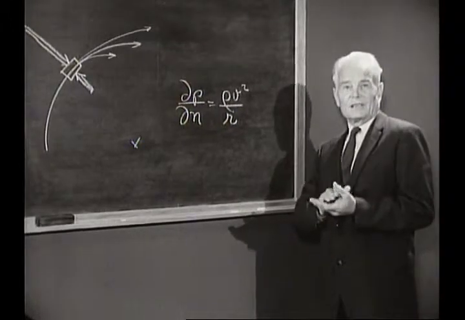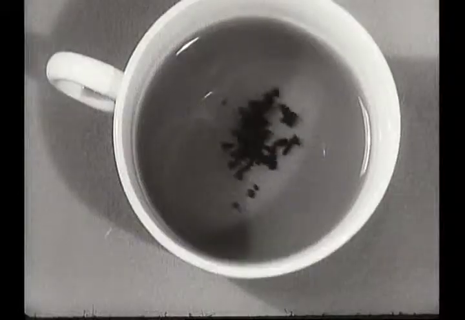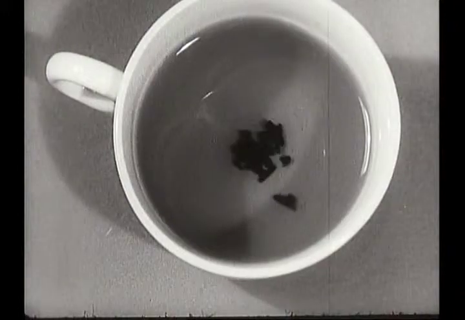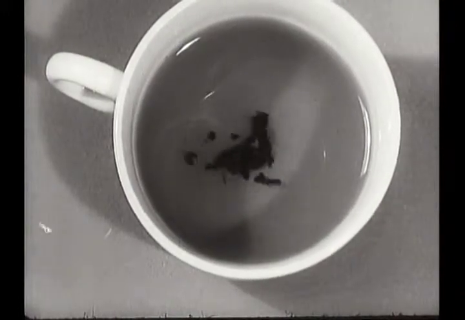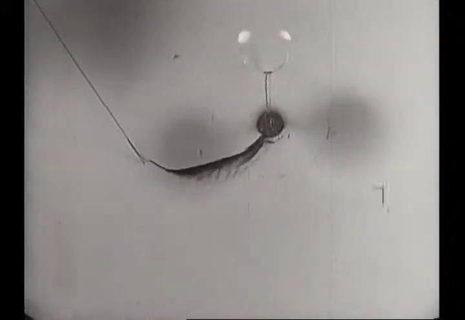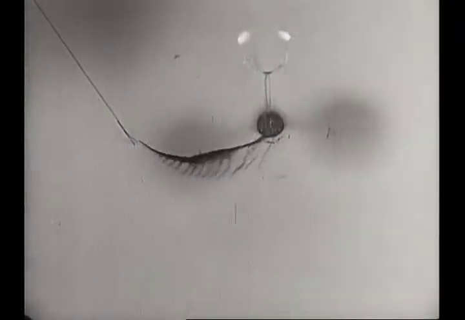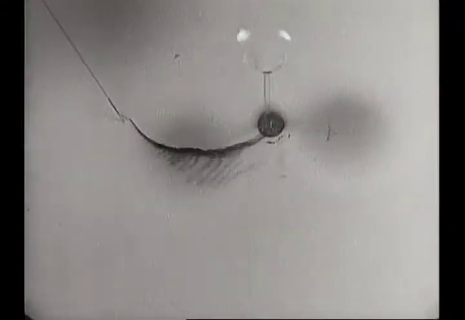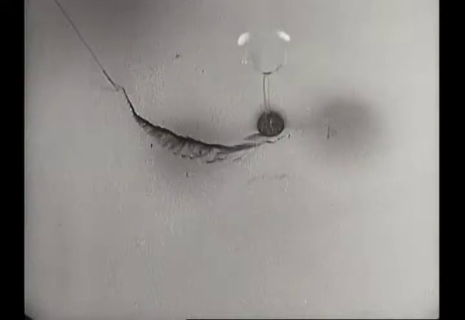Tea leaves in the bottom of the teacup are carried to the center. Dye in the bottom of the sink vortex sweeps inward. A predictable secondary flow explains each phenomenon.